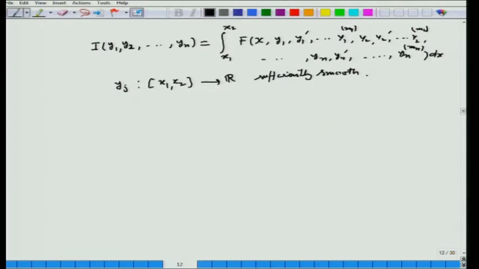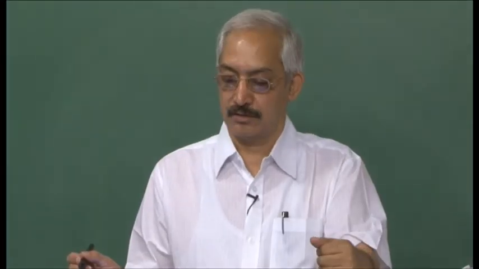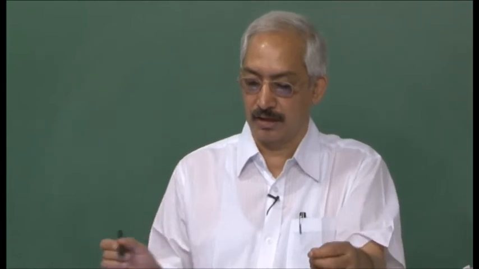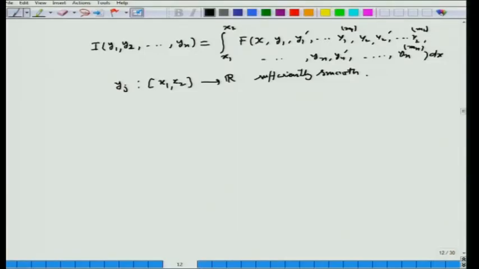Earlier, in the first case, we had taken only one function, one dependent function y1. So our functional I of y1 was integral x1 to x2 f of x, y1, y1 prime. Then we considered I of y1, y2, yn, f of x, y1, y1 prime, y2 prime and up to yn prime, and like that we went to higher order derivatives also. And so all those cases were particular cases of the most general functional of this type. And here, of course, these yj's satisfy certain boundary conditions.